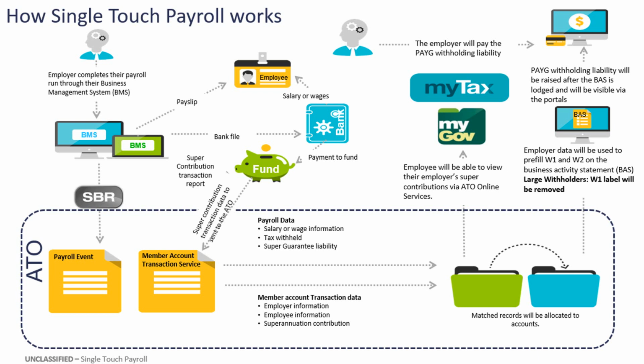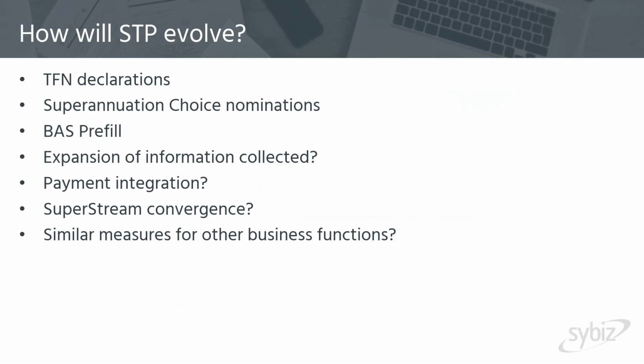This is an image that the ATO has been using to explain the landscape of how Single Touch Payroll works, and you'll see in the top left hand corner here we've got the BMS acronym, so that's the payroll software that you're using. You then report the information through to the ATO. Your super funds will be reporting information through to the ATO as well, and then your employees will be able to see certain information through the MyGov service as well. So that's, I guess, an overview visually as to how STP will work.